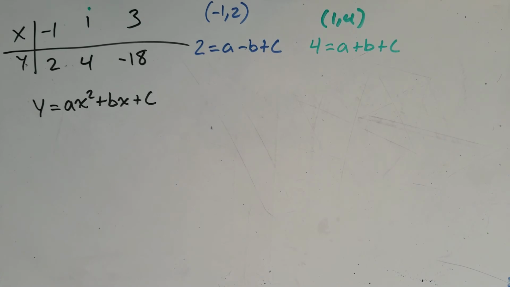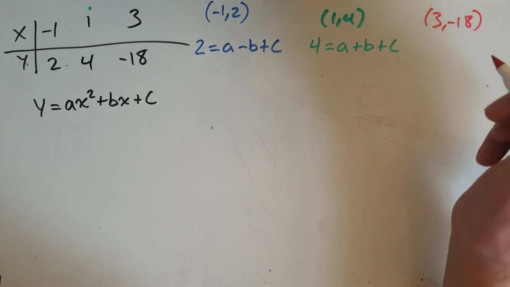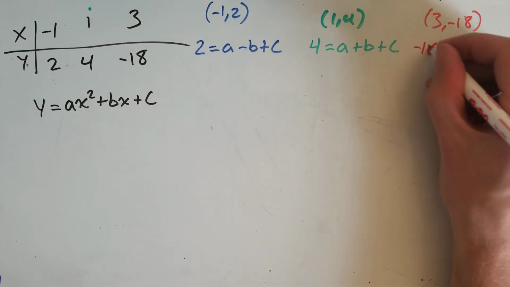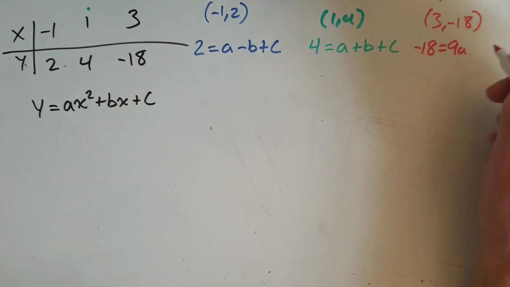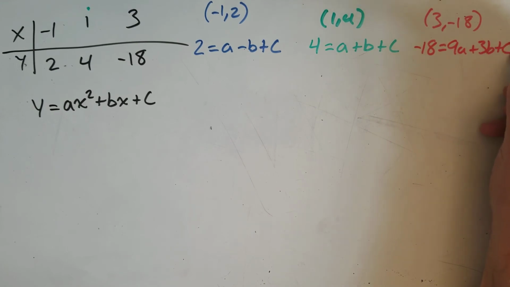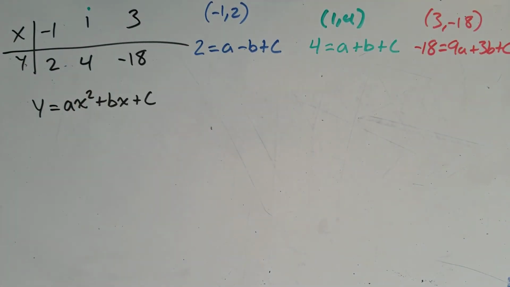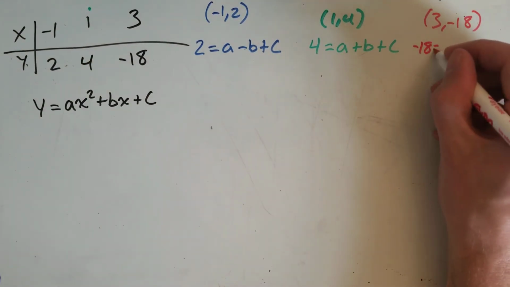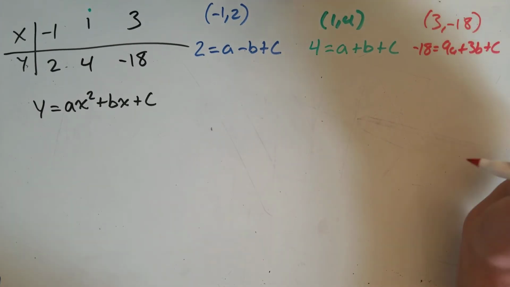And let's see if we can squeeze this last one in. We're going to have 3 and -18 here. So y is -18, x is 3, so 3 squared is 9. So it'll be 9a plus 3b plus c. It just barely doesn't make it. Alright, let's move this over a little bit. Plus 3b plus c. That looks better.